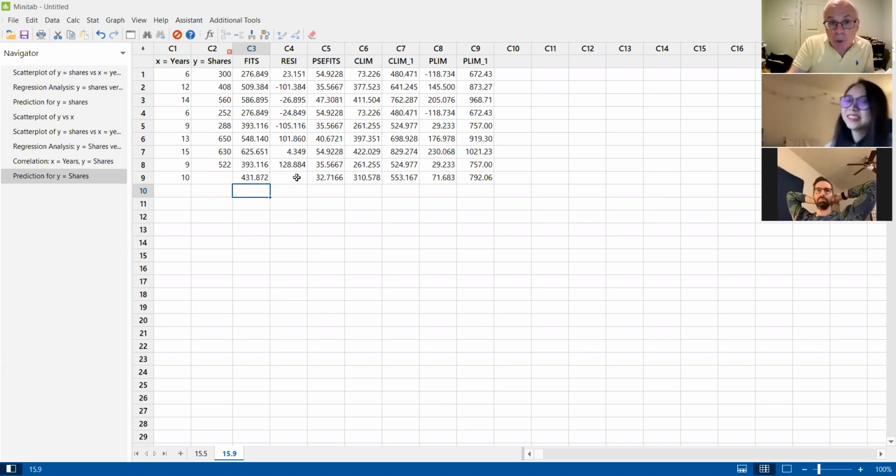All right. No residuals, because we don't have a Y. That's blank too. But we do have this. PSE fits. What the heck is that? What are these PSE fits? All right. These are the standard errors for each one of these. Notice that each one of these values has a different standard error. What the heck is that? I will tell you what it is.